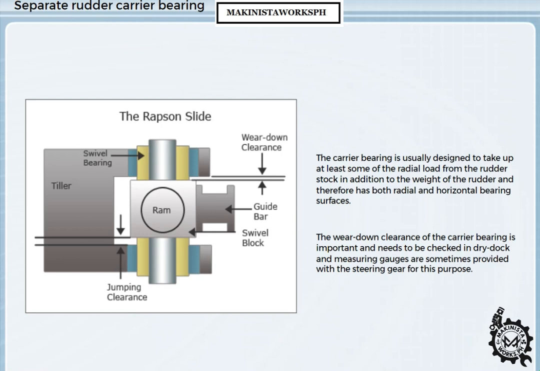There is also clearance at the top of the Rapson slide arrangement, so that if the rudder should be lifted by wave action in heavy weather, its upward movement will be stopped by its clearance to the hull before exceeding the clearance to the Rapson slide, sometimes referred to as the jumping clearance. It should also be checked during dry dock.